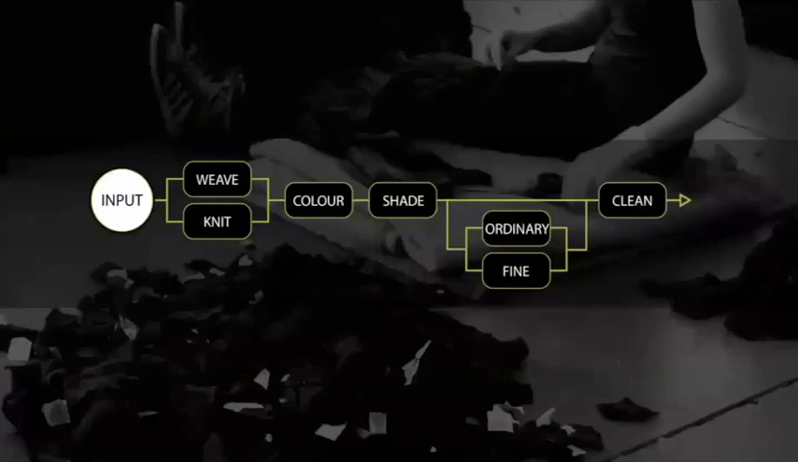So then we come to the sorting. I wanted to break down the way that the material is sorted. So you have your input. It tends to be that you would separate knit from weave. Knitted fabrics on the whole tend to be looser and therefore easier to pull the fibres from the fabric. You would also sort by colour. Now this is a really important stage.